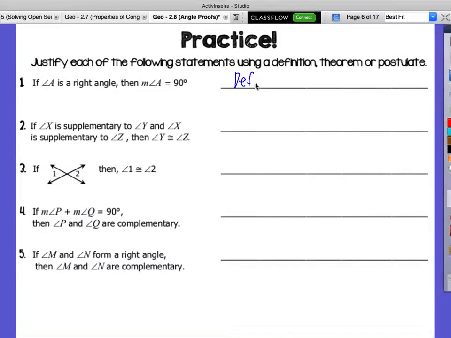So to know what definition, we often look at what words we are using. What words do we see? Measure of angle A is what kind of angle? A right angle. Well, if we go back to our previous page, our angle proofs reference, and look under our definitions, which of these definitions deals with something being a right angle and something being 90 degrees? Big point: definition of a right angle. It deals straight with that. It says a right angle is 90 degrees. That's what we're saying.